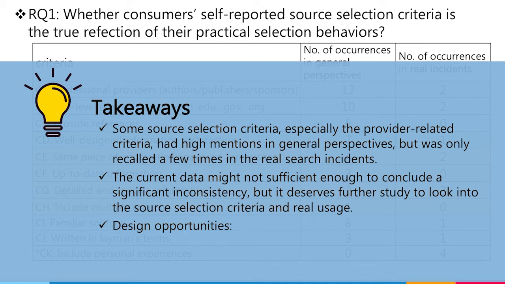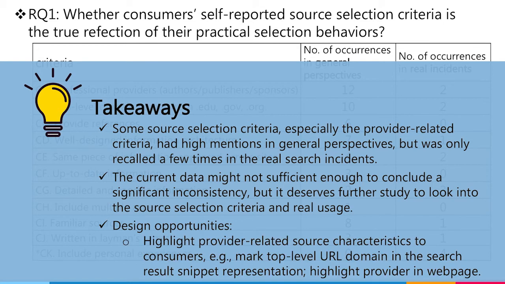Given this discrepancy, we identify the design opportunities that will potentially help the consumers in recognizing the provider-related characteristics in source selection. For example, highlight provider-related source characteristics to consumers, like mark top-level URL domains in the search result snippet representations, or highlight provider information in the web page. These design features may help the consumers to recognize the provider-related source characteristics in their assessment.